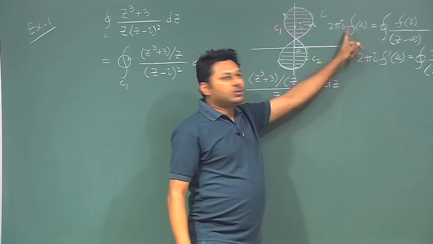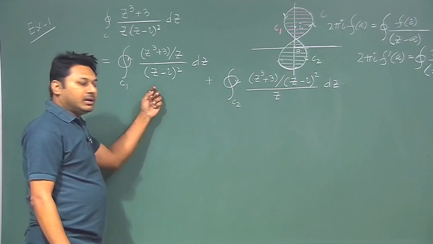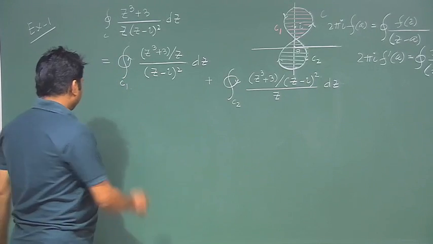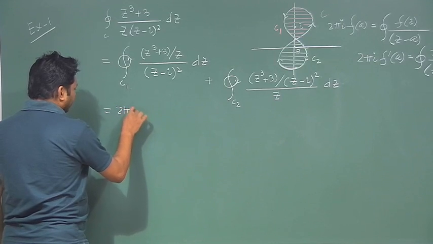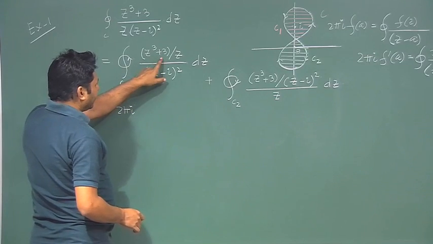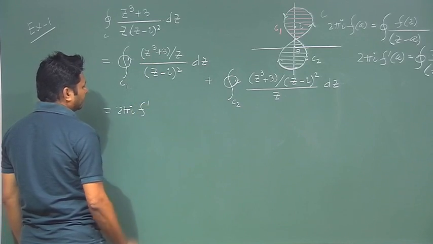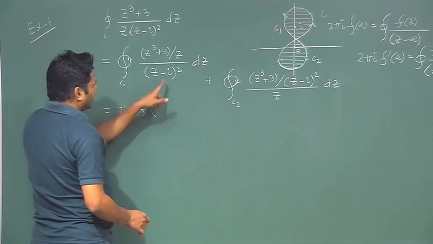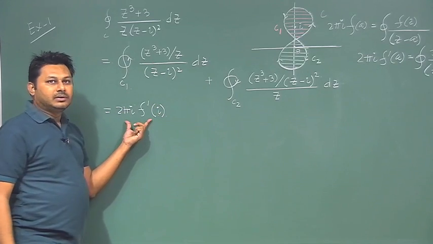These are the two formulas that I am going to use. So, here if I put this thing here, then my solution will be 2 pi i. If I call this function f(z), then f prime at i. This is my first result.